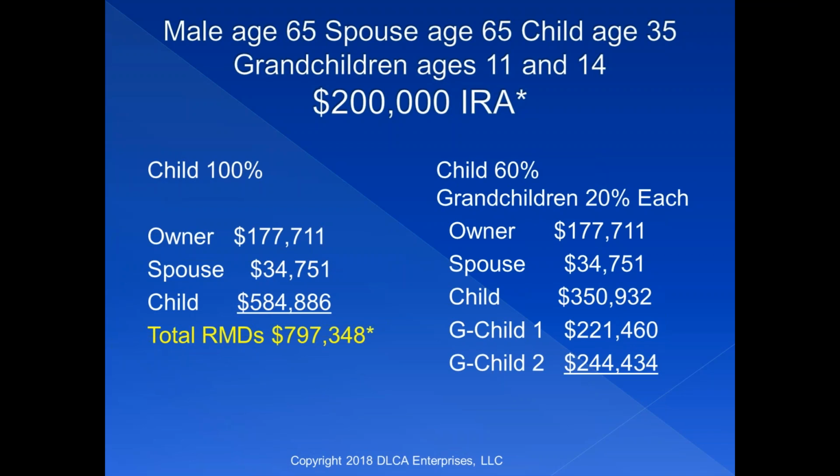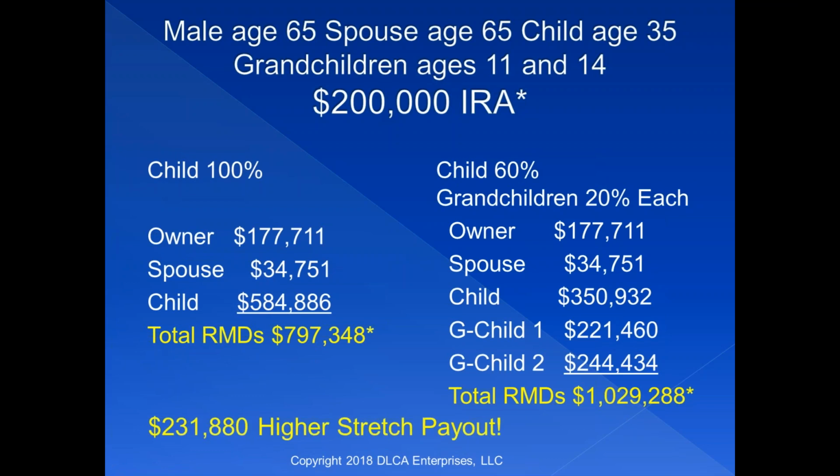But look where we've compensated. Look at these huge amounts that are going to these grandchildren. They get a check every year for the rest of their lives, totaling $221,000 and $244,000. Total RMDs jumped from $797,000 up here, when we only used the child as beneficiary, but we made it one tier and moved the grandchildren as contingent beneficiaries. The RMDs jumped to over $1 million. Folks, that's almost $232,000 more payout from that same IRA.